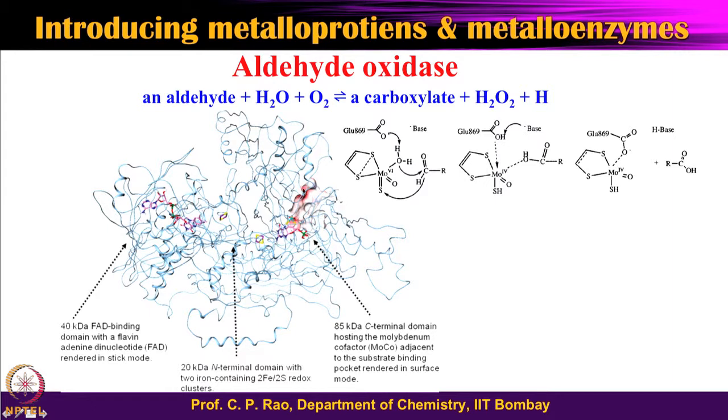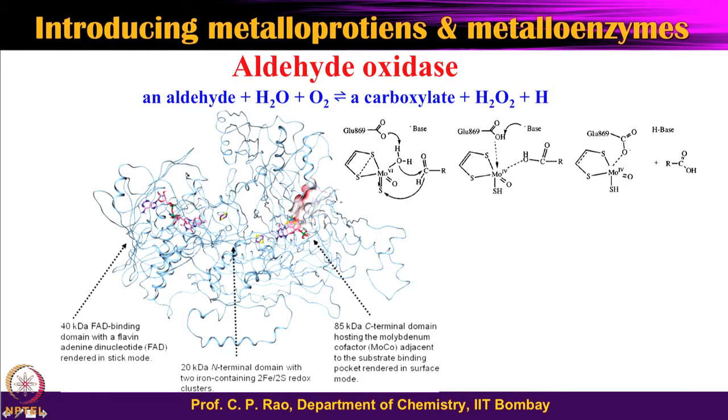And this is the domain where the molybdenum cofactor is. So, this is one of the electron transfer centers, this is another electron transfer center, and this is the enzyme's catalytic center. So, everything together is the enzyme, and this is the catalytic part of the enzyme. So, what is it doing? It picks up the aldehyde and converts it into carboxylic acid.